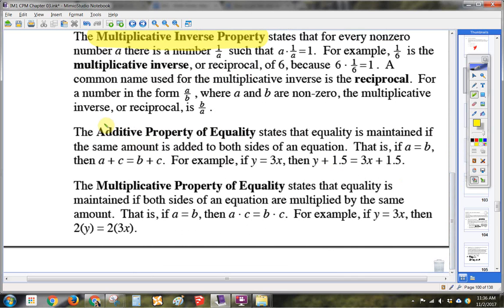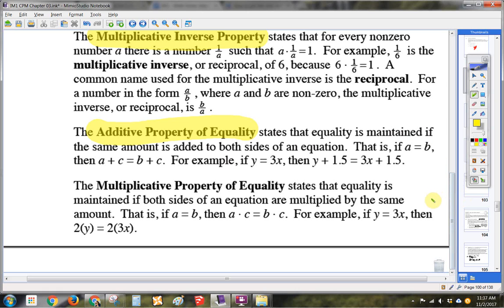The additive property of equality states that equality is maintained if the same amount is added to both sides of an equation. That is, if a equals b, then a plus c equals b plus c. So, for example, if y equals 3x, then y plus 1.5 equals 3x plus 1.5. And you use that all the time when you're solving equations or doing something more complex like completing the square. As long as you add the same amount to each side, the equation stays the same.